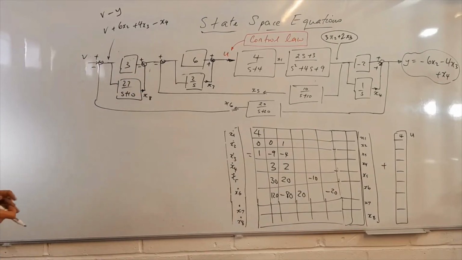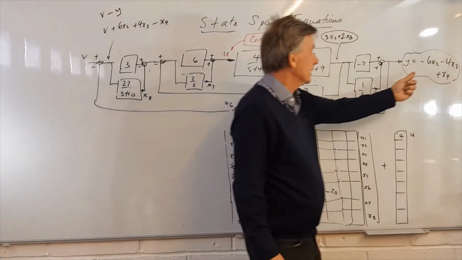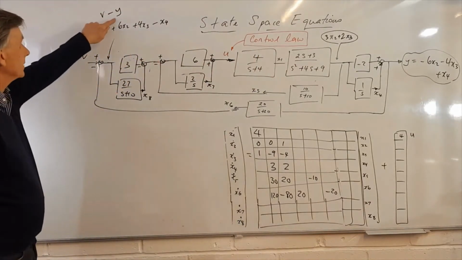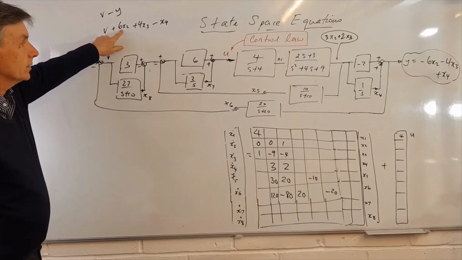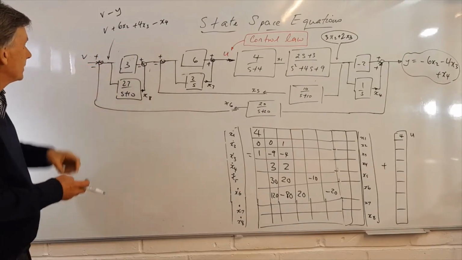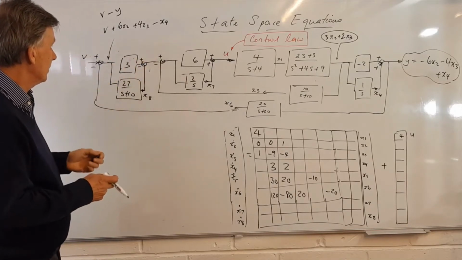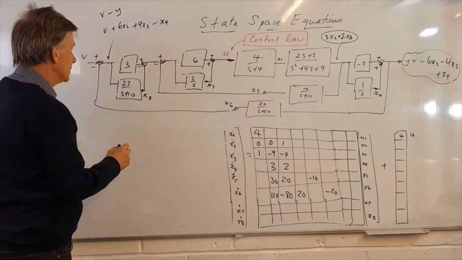So we've got input signal v, y is given by this term over here. So we could work out v minus y as 6 minus 6x2 plus 4x3 minus x4. So that's that signal there. And then we can start to work out the signal there, there and there. So if we get the different parts now, let's see how we do this.